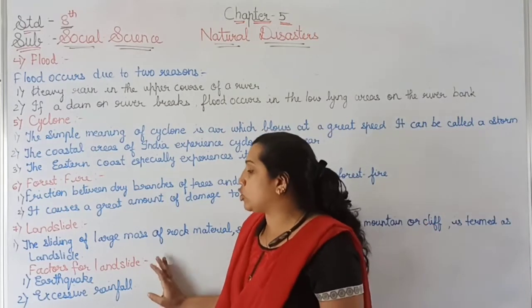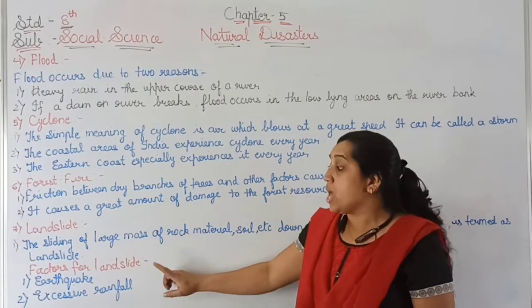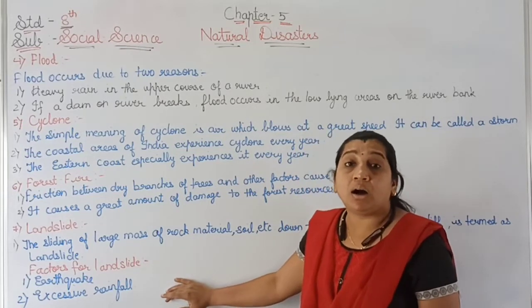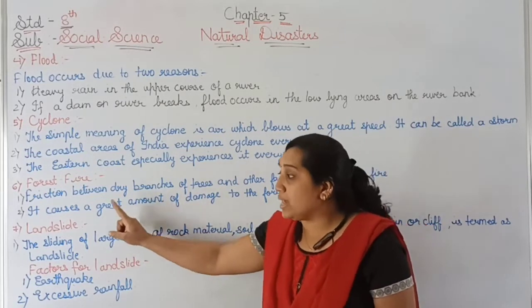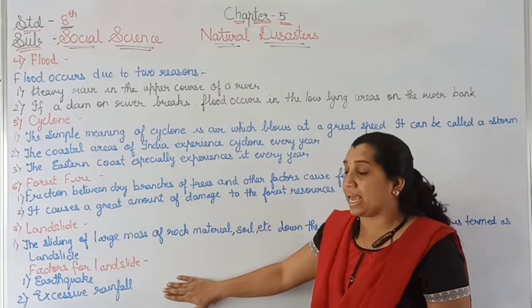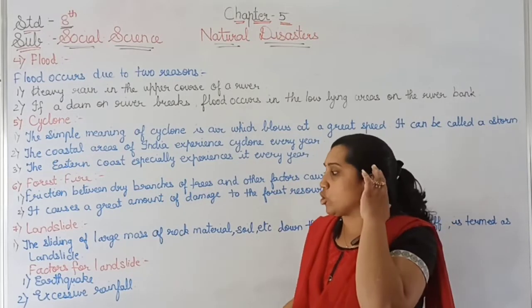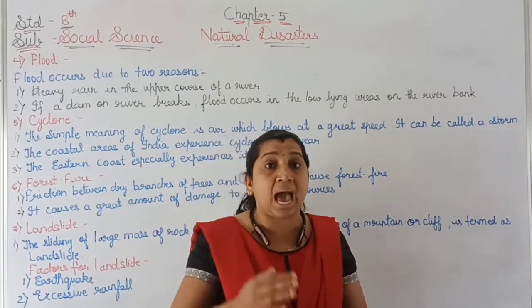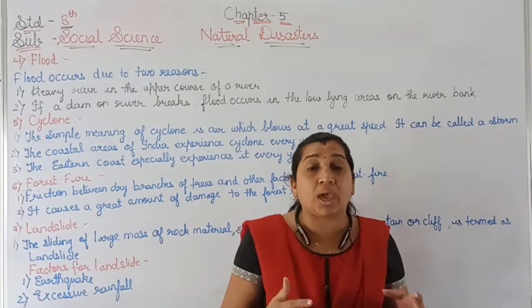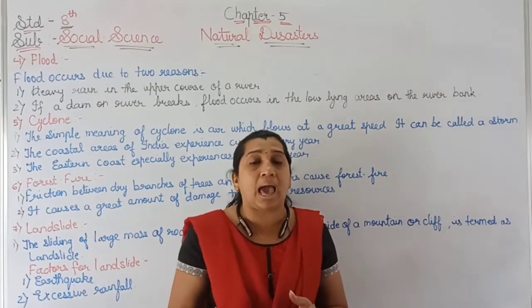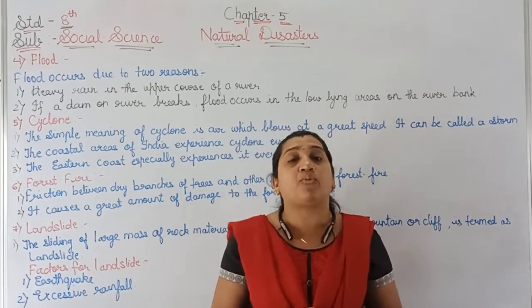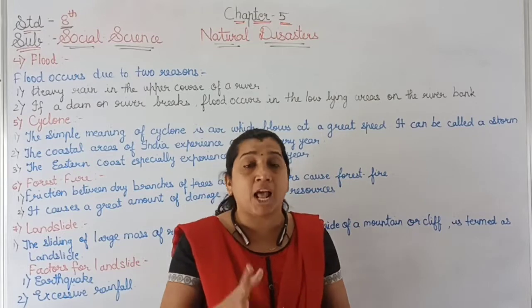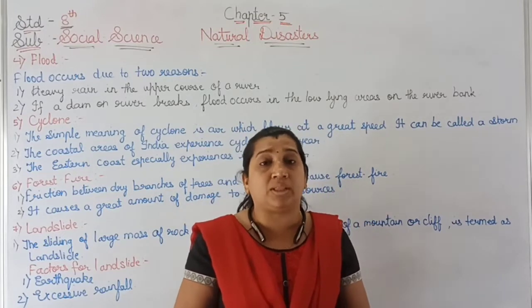Now there are two reasons for the landslide. The first one is when an earthquake is created, the landslide occurs, and the second is excessive rainfall. Most probably this landslide occurs in a mountainous area where there is a sloping area. So if there is an earthquake or excessive rainfall, that creates the landslide. So here I am completing the topic.